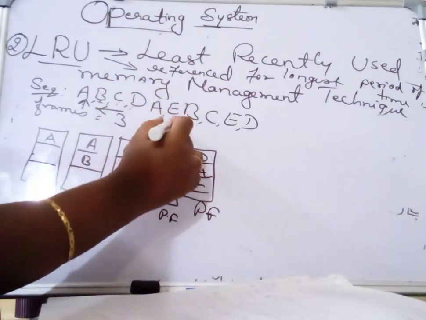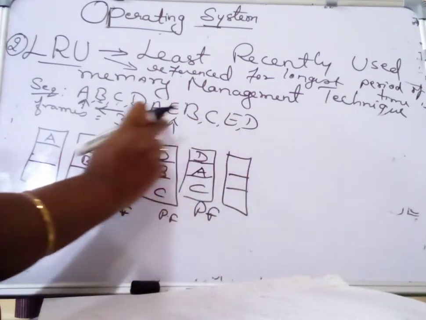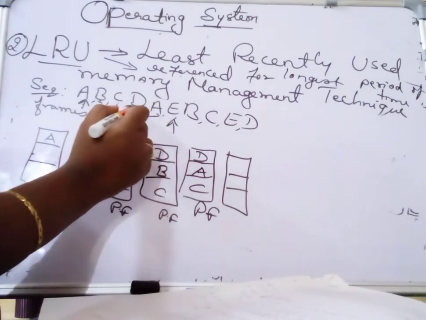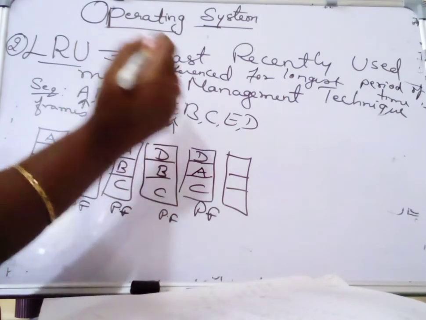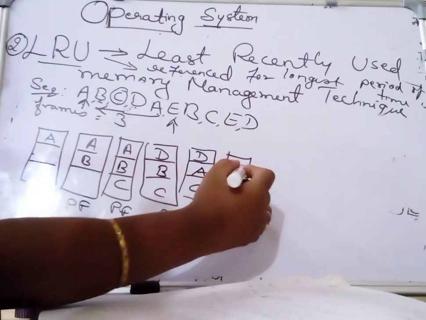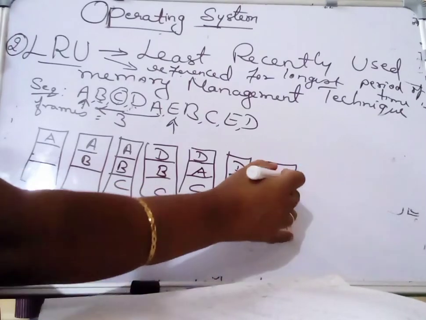Again next what I should load? I have to load E now. Which frame to replace? See the left hand side. A இப்போதான் பார்த்தோம், D இப்போதான் பார்த்தோம், and time is to refer C was more. So in place of C I should bring E. Okay, we got now here D, A, E.